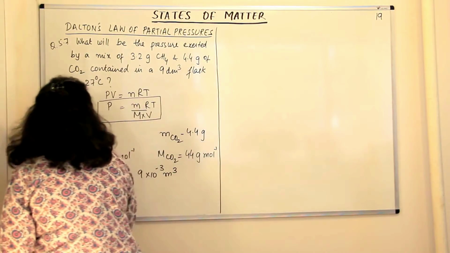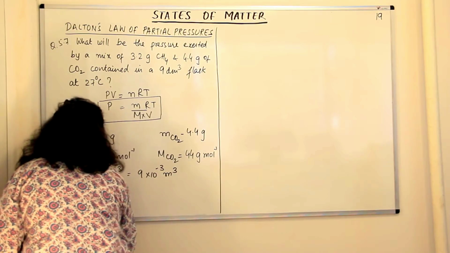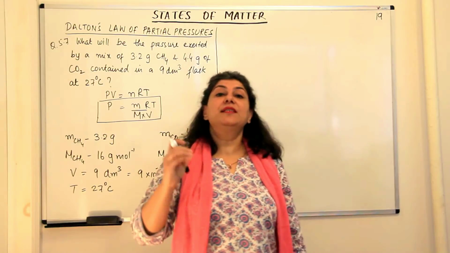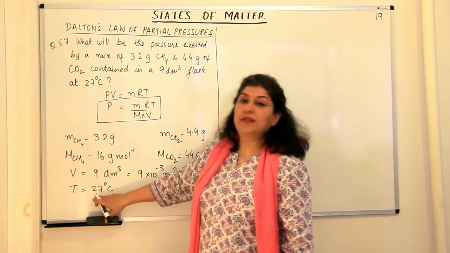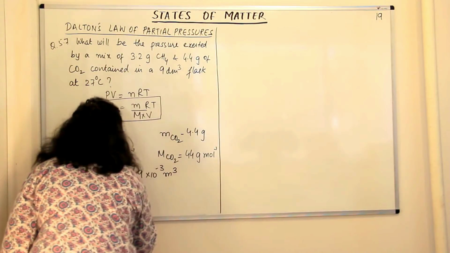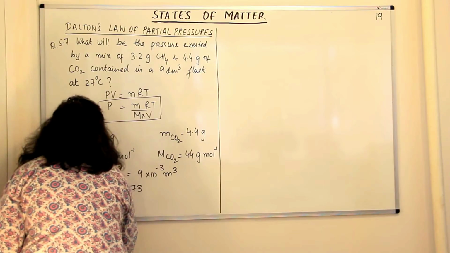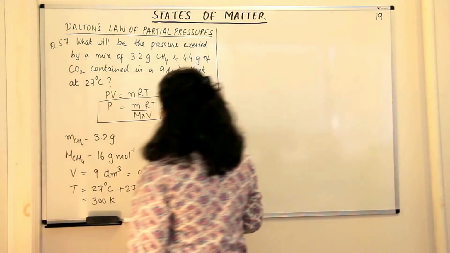Right? And what else? Temperature is given to us, which is 27 degrees Celsius. And you are aware that whenever temperature is in degrees Celsius, we have to convert it to the Kelvin scale, because degree Celsius cannot be used for gas laws. So convert it to Kelvin, add 273 to it. So this would be equal to 300 Kelvin, right?